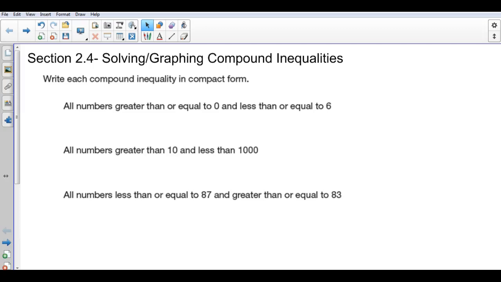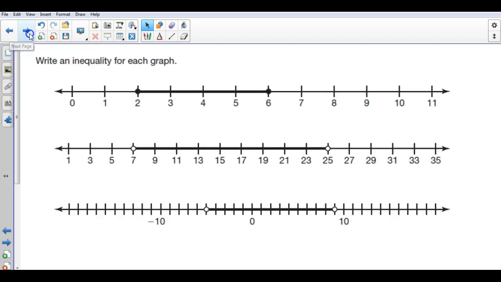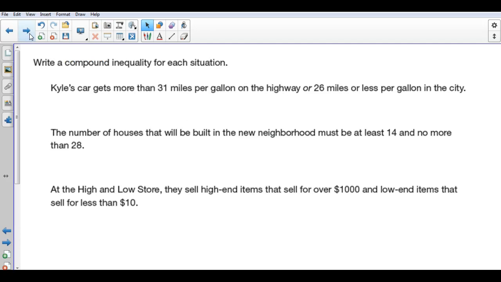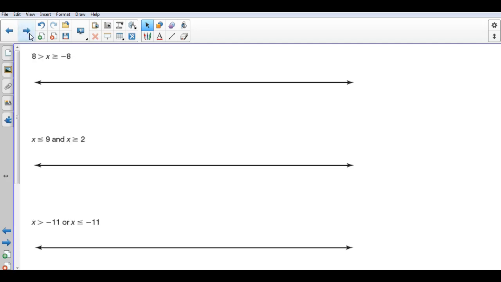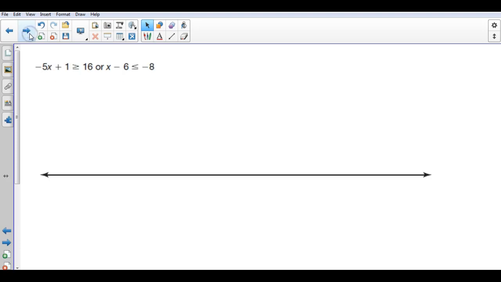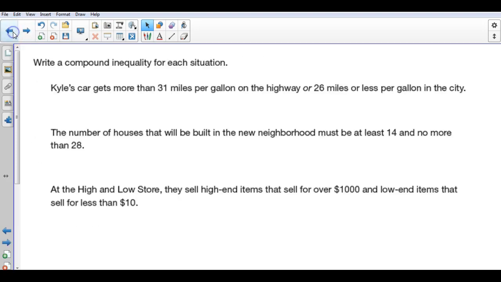What we're going to do in this section is solve and graph compound inequalities. So what that means is we're going to have more than one inequality in each of these, and we're going to be solving them going down the number lines. We'll have a couple problem situations, and then we're going to end up just solving some compound inequalities basically and graphing our solutions on a number line.